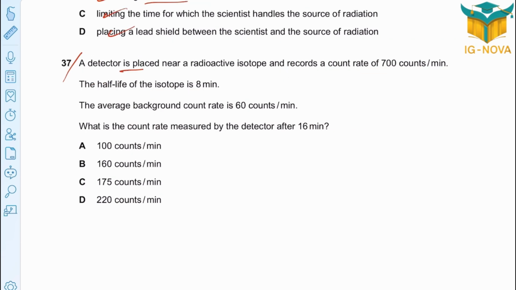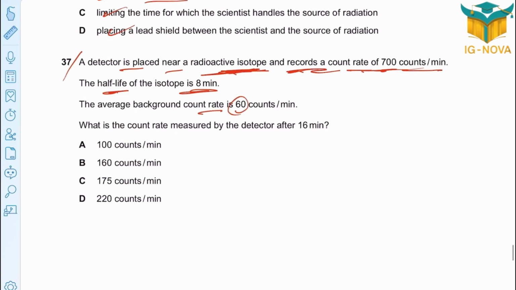Question 37. A detector is placed near a radioactive isotope and records a count rate of 700 counts per minute. The half-life of the isotope is 8 minutes. The average background count rate is 60. What is the count rate measured by the detector after 16 minutes? See, for 16 minutes, how many half-lives? It's 16 over 8, two half-lives. Okay, this is the beginning.